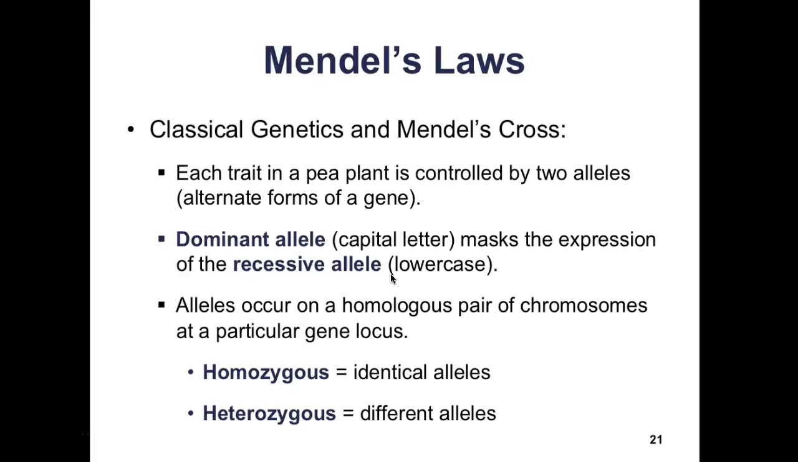Alleles occur on homologous pairs of chromosomes at a particular gene locus. The gene locus is where that particular gene occurs, and where that gene occurs, of course, is where you would have the alleles. Ultimately, homozygous means identical alleles, so that would be two dominant alleles or two recessive alleles, or you could have a heterozygous gene, which would be different alleles, one dominant allele and one recessive allele.